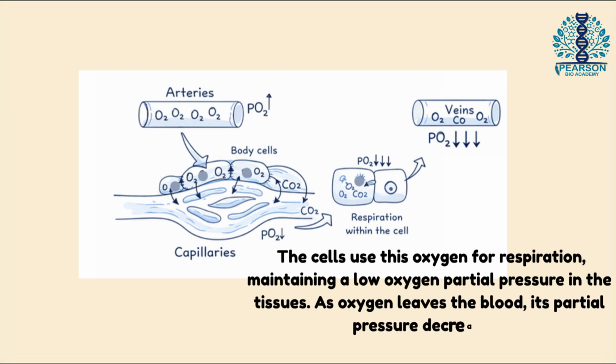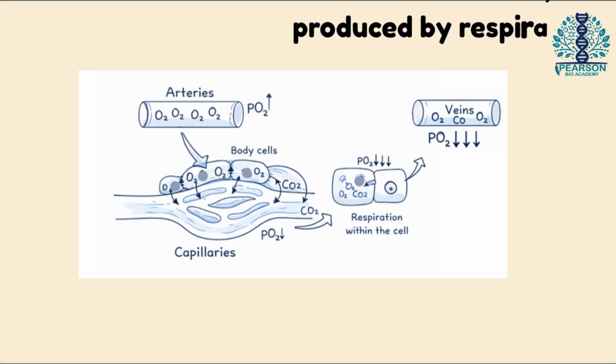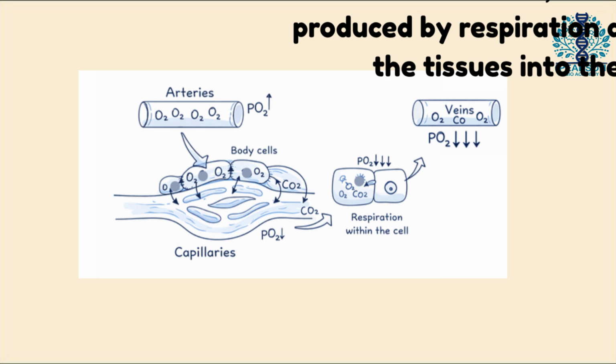As oxygen leaves the blood, the partial pressure decreases. At the same time, carbon dioxide produced by the tissues diffuses into the blood. Therefore, by the time the blood reaches the veins, the partial pressure of oxygen is much lower than before.